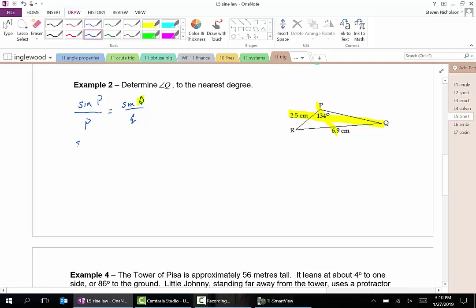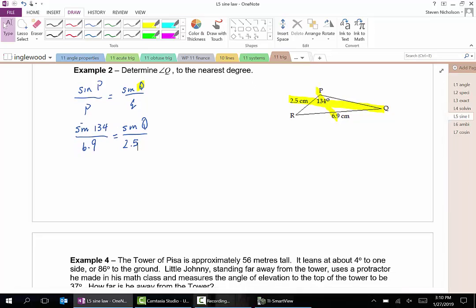So let's plug in our numbers. The sine of 134 degrees over 6.9 is equal to the sine of Q over 2.5. Now again, before we go on and solve this, hopefully when you look at this angle, 134 is by far the biggest angle of the triangle. So angle Q has to be smaller. And again, the side opposite angle Q is 2.5. The side opposite 134 is 6.9. And that's another way to make sure we're doing our answer right.